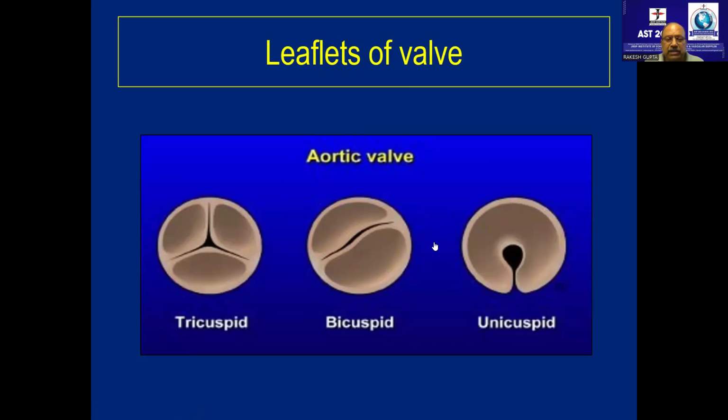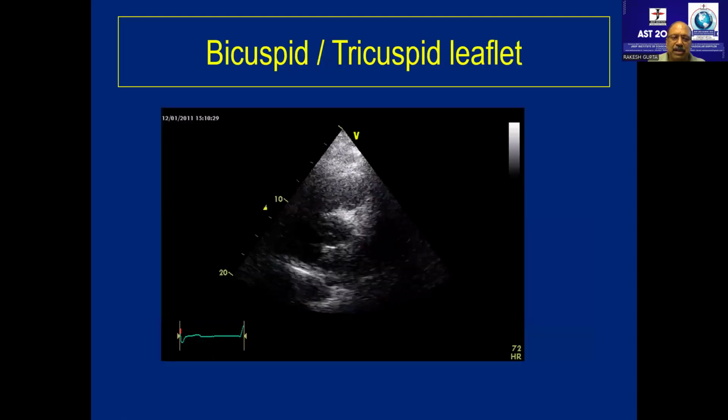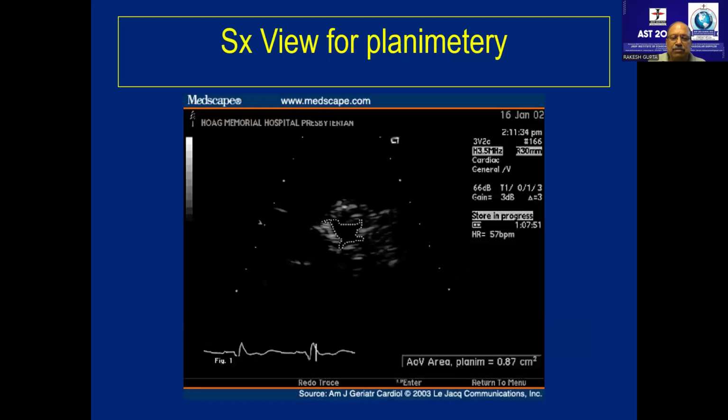So what is the importance? If you happen to have a bicuspid aortic valve, then you may have some amount of stenosis, but that's not significant. And if it becomes significant, then you have to replace not just the valve, you have to replace the whole aorta. So whether unicuspid or bicuspid, you have to replace the whole of the aorta. So let's move further.